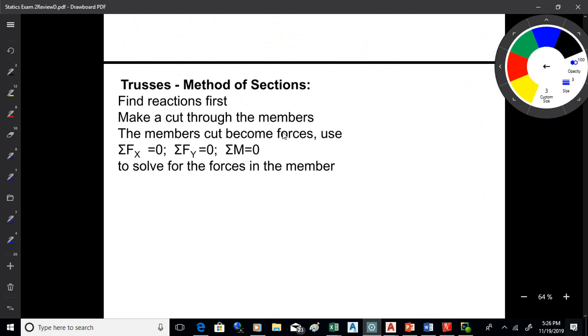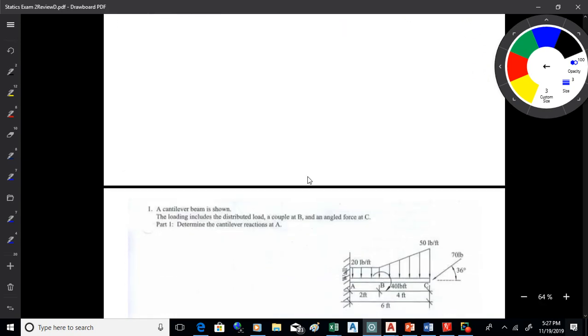Method of sections, make a cut through the members. You can't cut through the joints. Find the reactions first. The members you cut become forces, then use sum of Fx, sum of Fy, and sum of moments equals 0 to analyze and find the forces in the members.